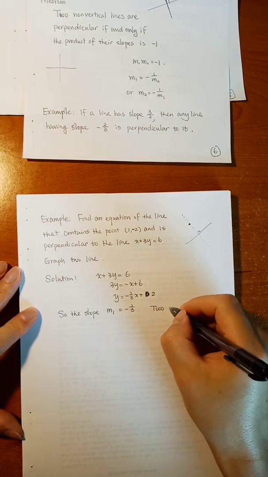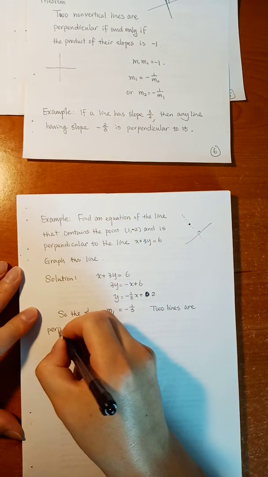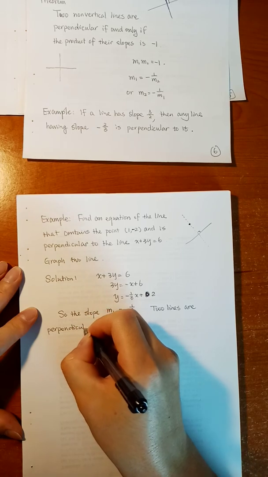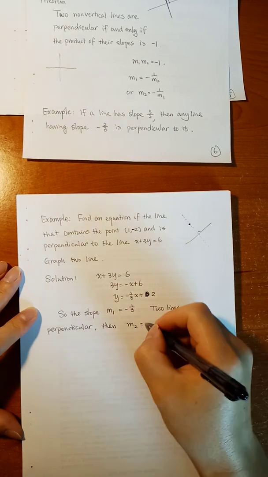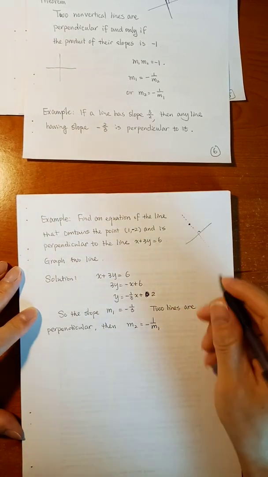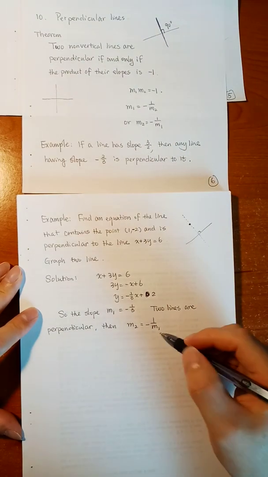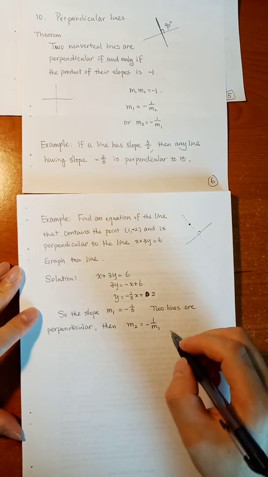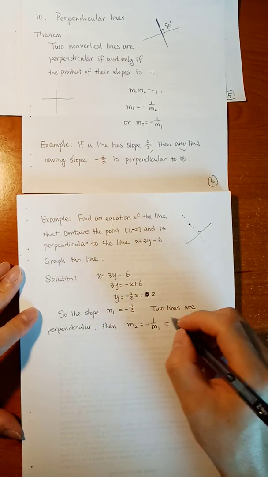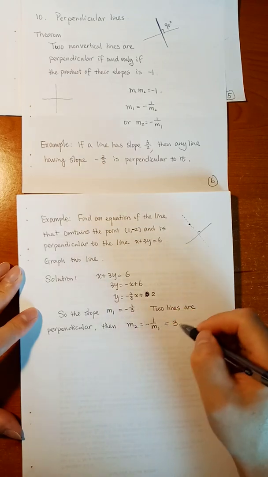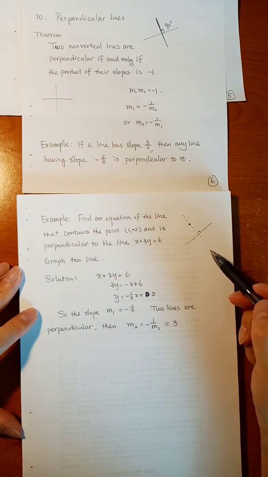Two lines are perpendicular, then m2 is equal to negative 1 over m1. We wrote it here before. You always have this. So the negatives cancel, you flip 1 over 3, you get 3. Negative reciprocal. So m2 is 3. The slope of the required line is 3.